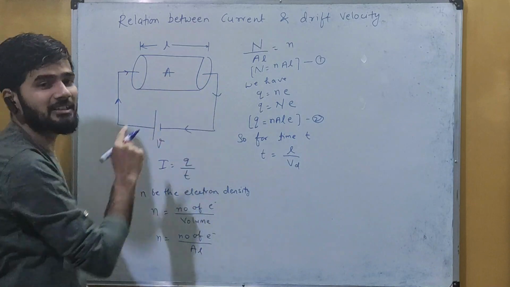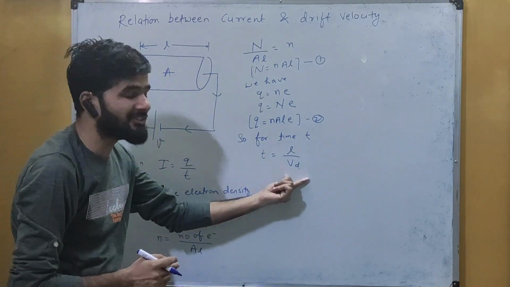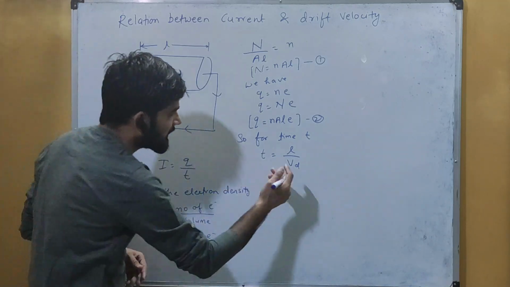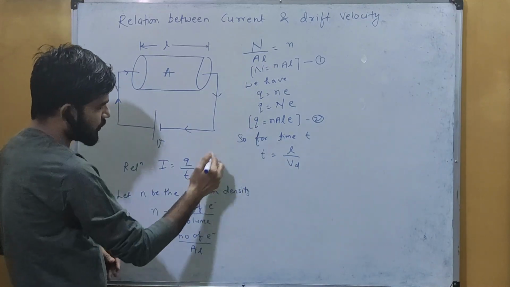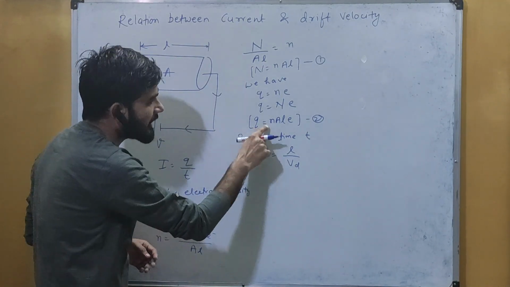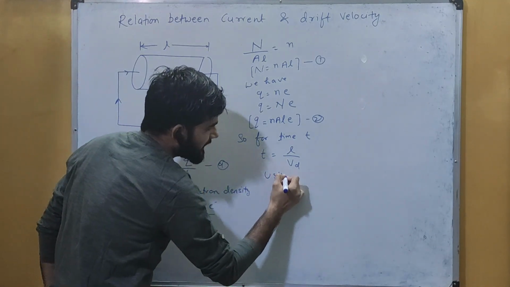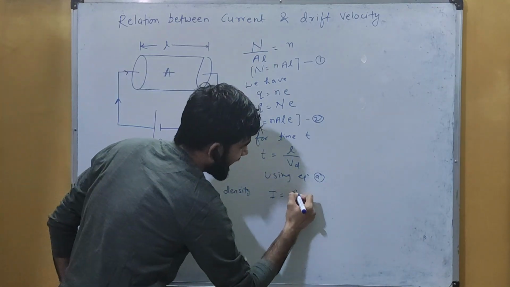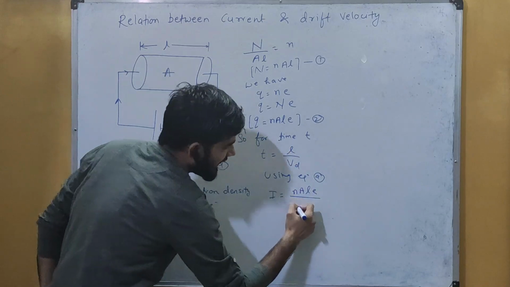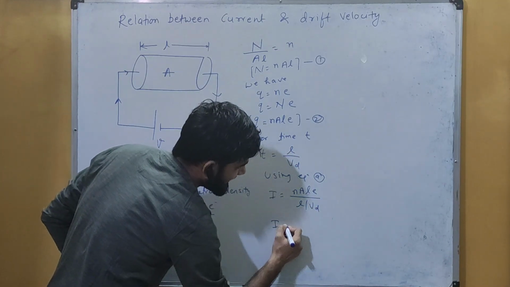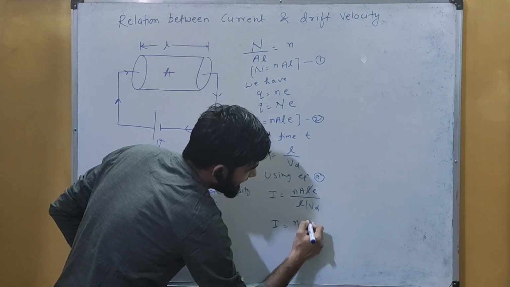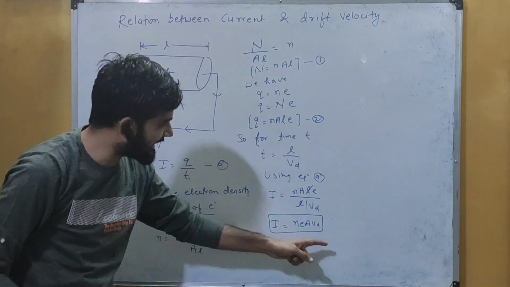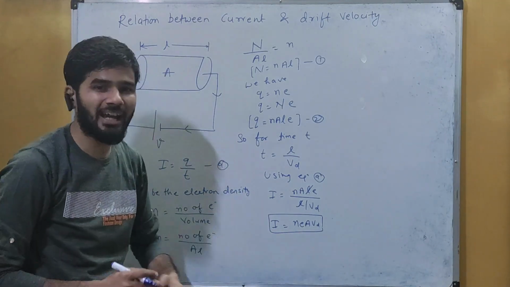This distance is the length of the conductor, and Vd is the velocity which is acquired by the electron while they are moving from negative to positive terminal. So I can write here this time and charge Q. Now I can put the value of T and Q in equation A. Using equation A, I equals the value of Q, nALe, divided by L by Vd. So I equals, this L gets cancelled, neAVd. So here we have the relation between current and the drift velocity, that is I equals neAVd.